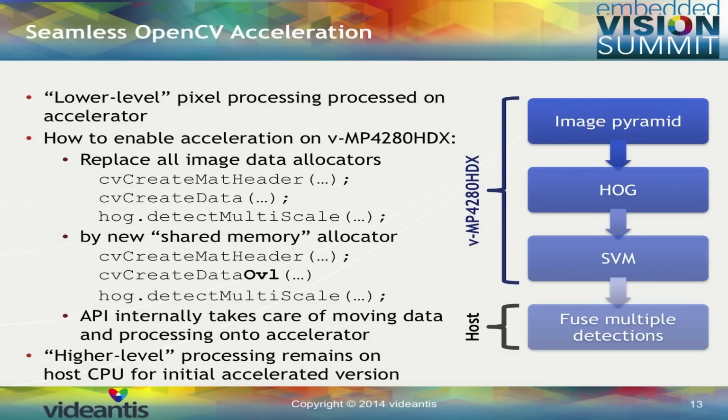So basically, when you're allocating your data, you say, let's put this data in a space that's also available to the videantis accelerator. And from then on, while you do the allocation of your memory, the rest of your program you don't have to change, and automatically under the hood, inside the API, we make sure that all the processing is offloaded to the videantis processor.